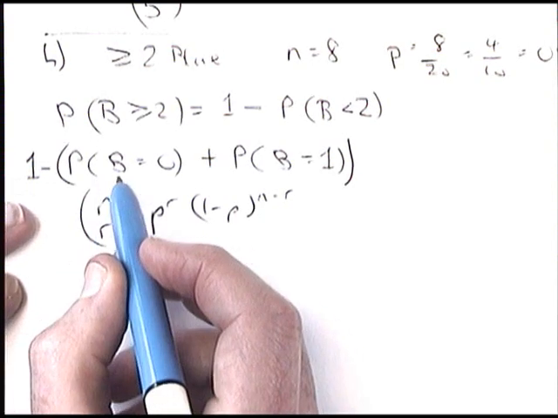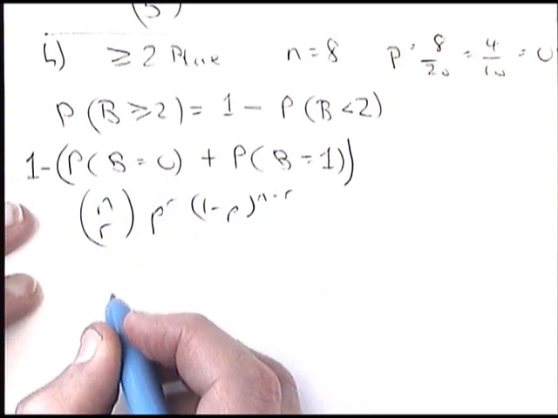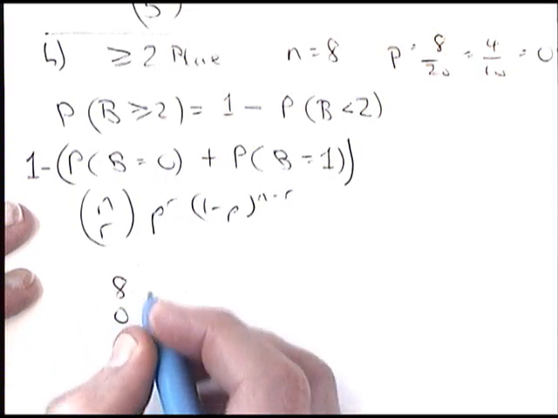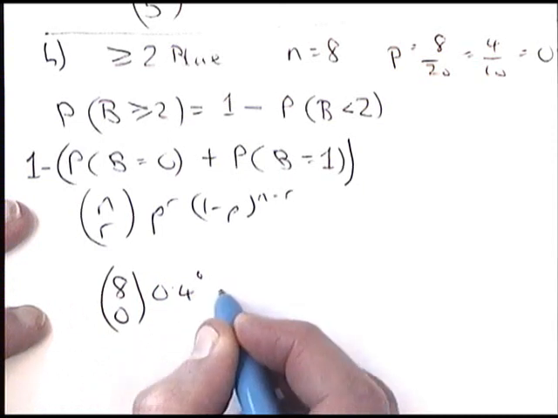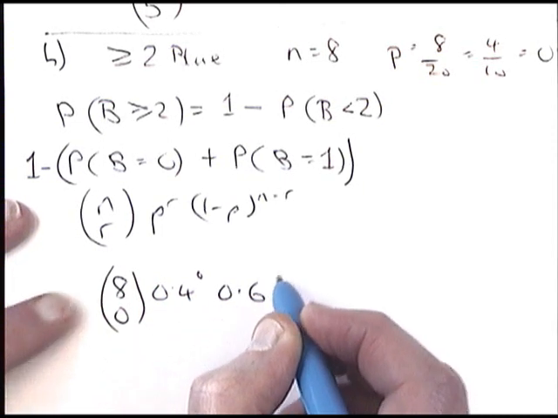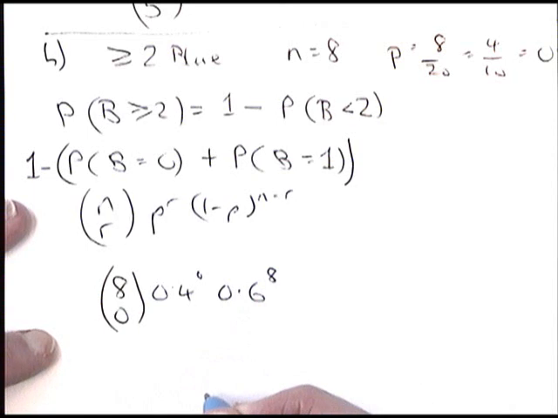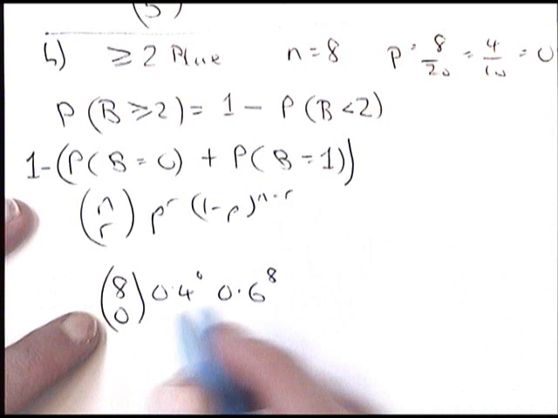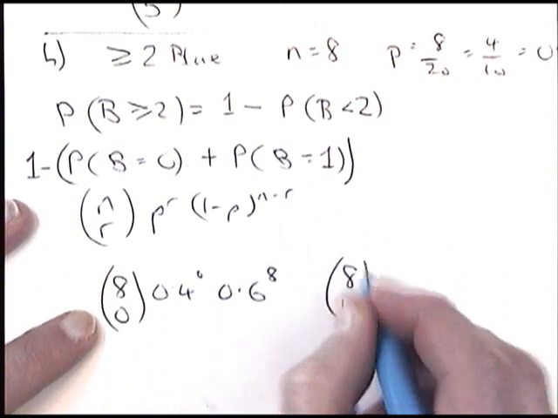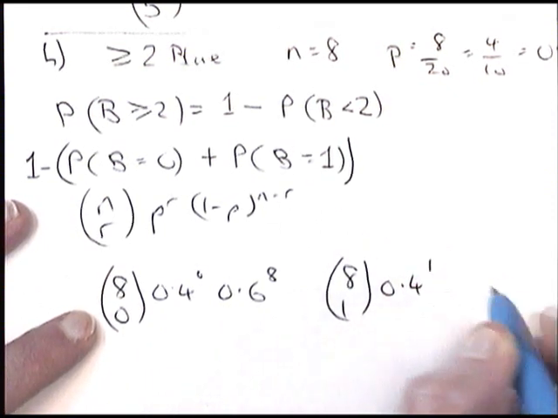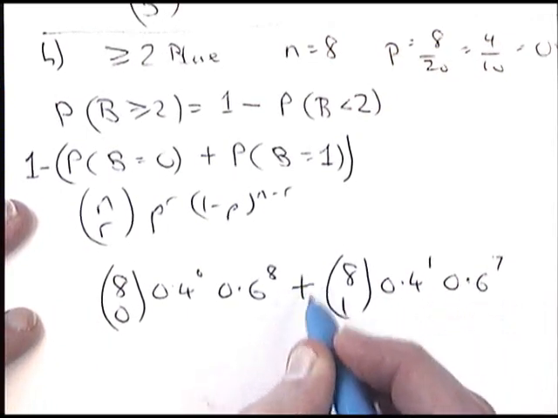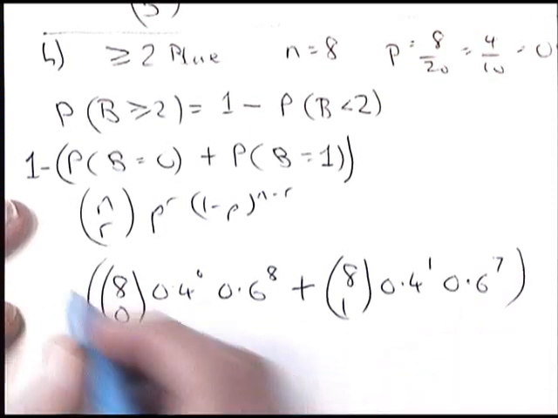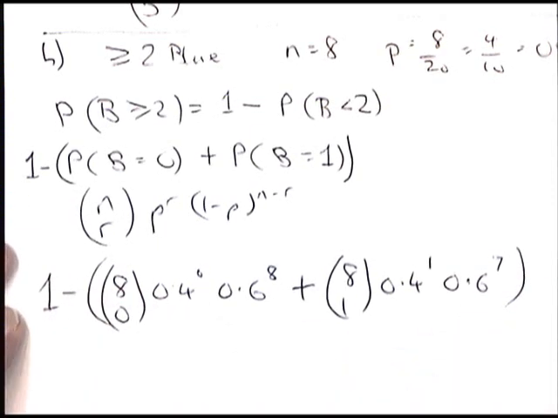First of all, the probability of getting no blue balls will be n choose 0, p to the power of 0, 1 minus p to the power of 8 minus 0. So that's the probability b is 0. B is 1 follows the same pattern, but it will be 8 choose 1, 0.4 to the power of 1, 0.6 to the power of 7. And I need to add those together and take that away from 1.